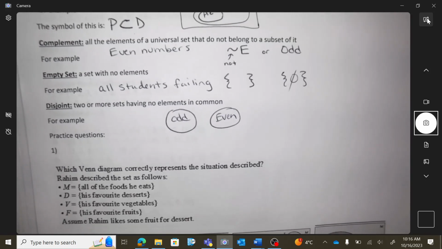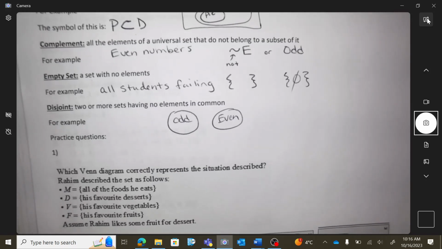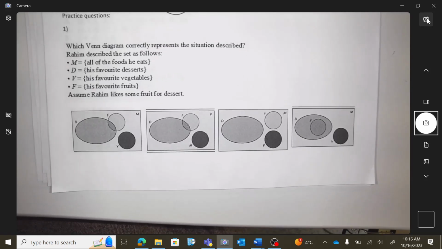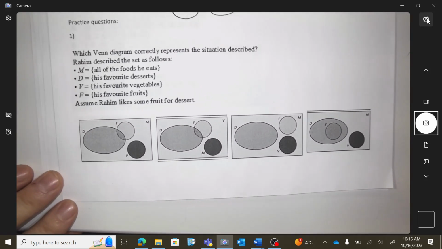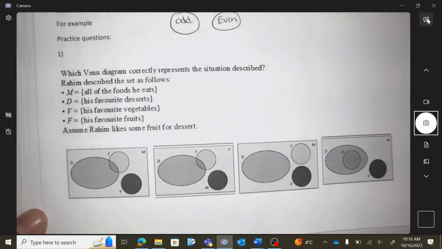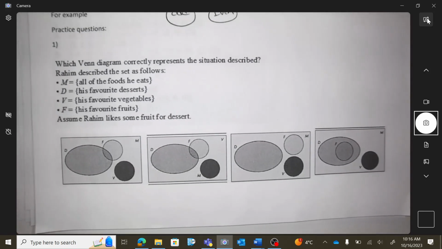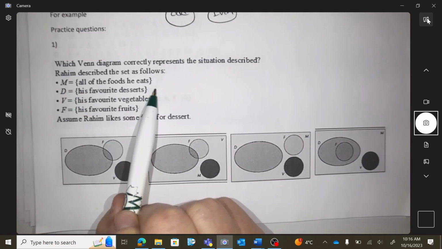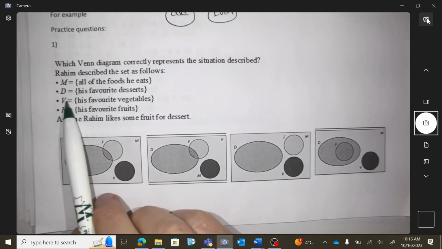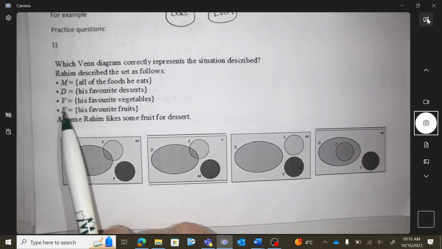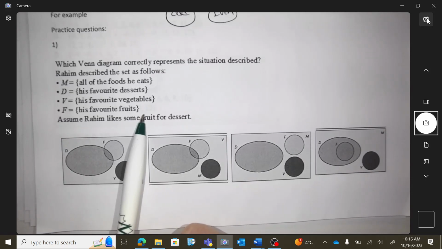So it's not like you have to have that stuff memorized, but that's just a little bit of background. Okay, so these below us are called Venn diagrams. Have you seen Venn diagrams in science probably before a little bit? So you've heard that word. Okay, so M is the set of all of the foods. D is his favorite desserts. V is vegetables. And F is fruits.